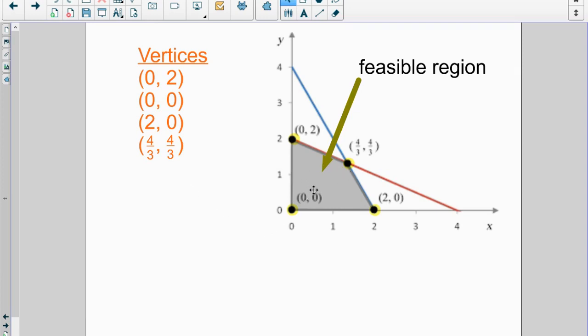And those maximum and minimum overall values aren't going to come from combinations inside the feasible region. It's always going to come from one of the corners or vertices of this feasible region instead. So that's why we want to focus on finding the vertices of the feasible region.